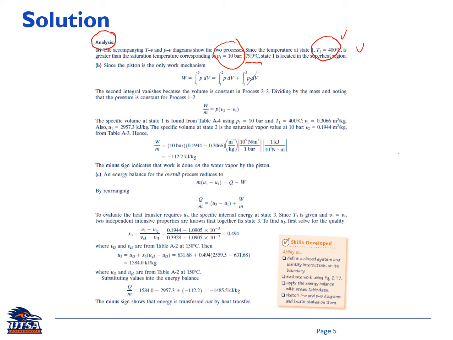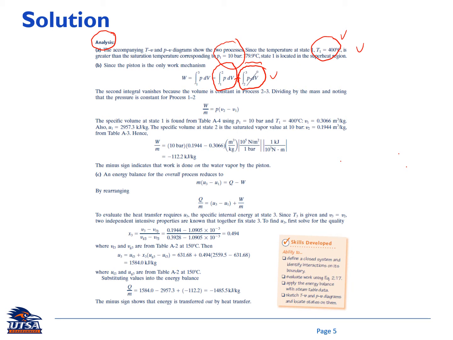So B is a question regarding the net work. Here we apply the same formula as when we calculated work in chapter 2. So W equals the integral of P dV. Here we have two processes. The first term represents the work from state number 1 to state number 2, plus the work from state number 2 to state number 3, P dV.